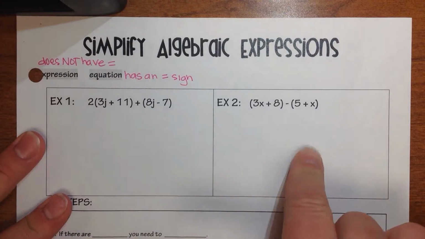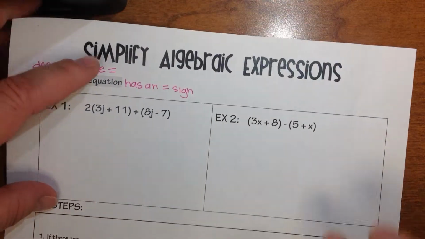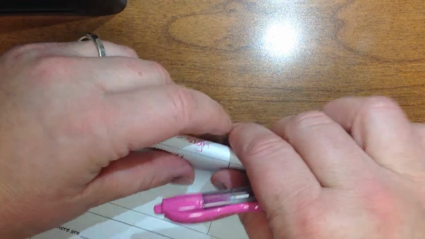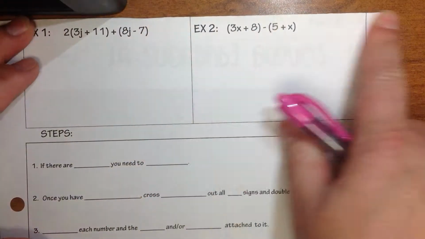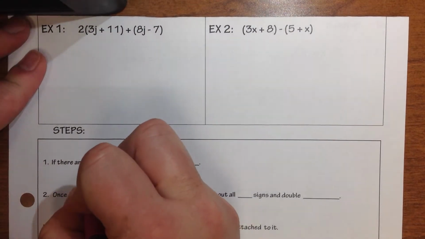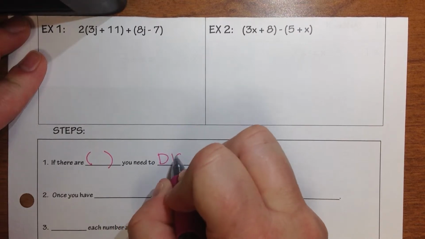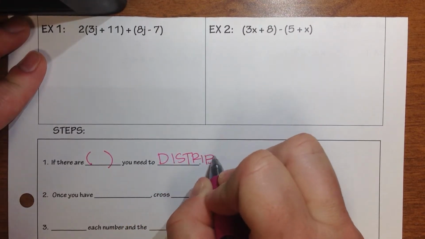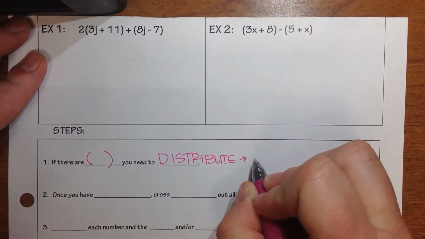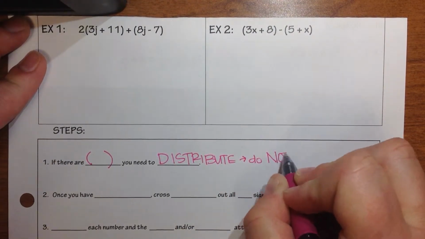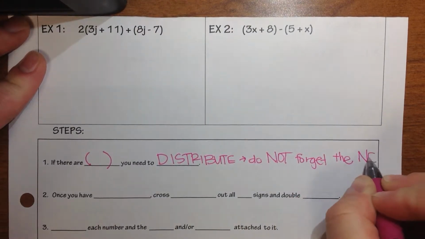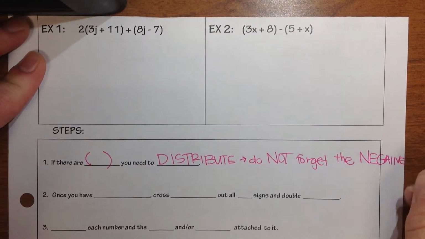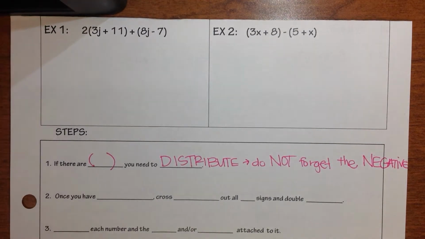The two examples we're looking at look like this. So let's start your notes. Step number one is if there are parentheses, you need to distribute. And I'm going to put right here, do not forget the negative. That's where most people make their mistakes, is they'll forget to pull that negative through.